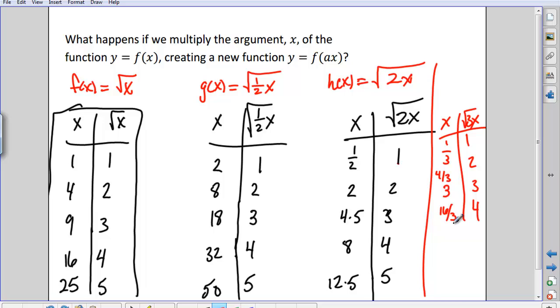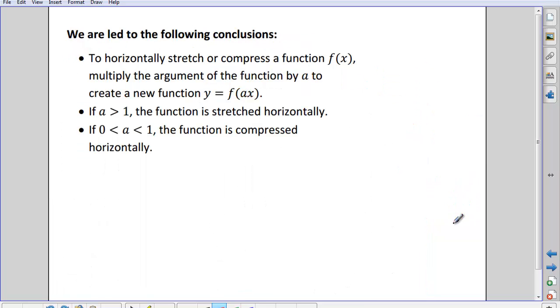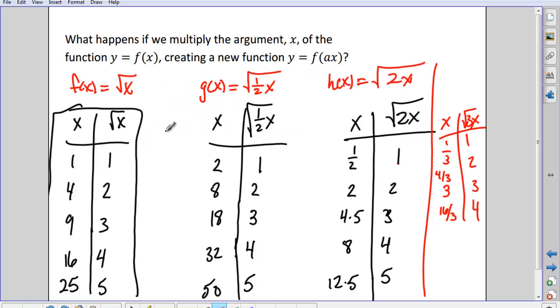And what that actually ends up being is a horizontal compression or a horizontal stretch. Here's basically the way it works. If we have f of ax, if a is larger than 1, that's a horizontal stretch. If a is between 0 and 1, it's a horizontal compression. That's what that a value does, but it's important to see the connection between the way those tables work out.